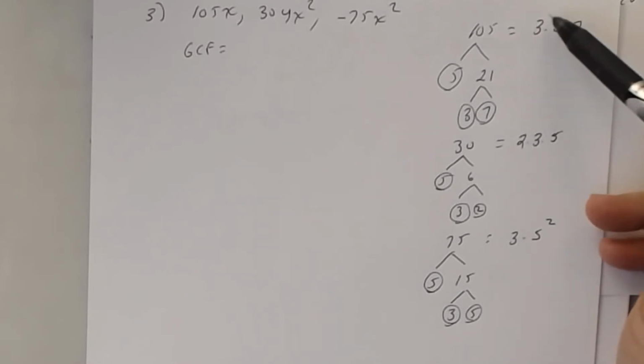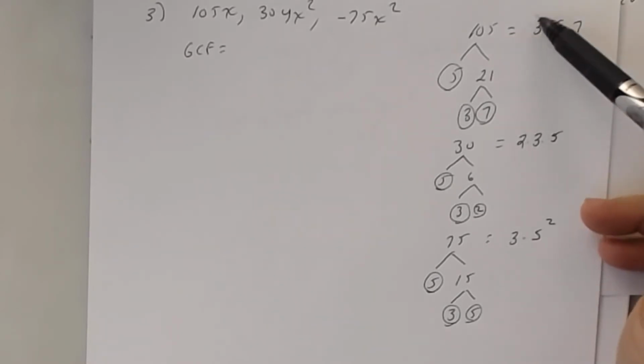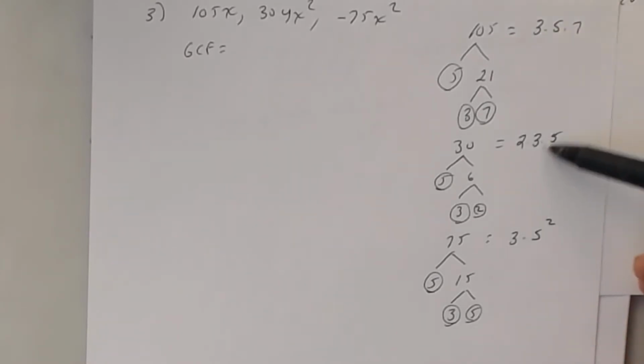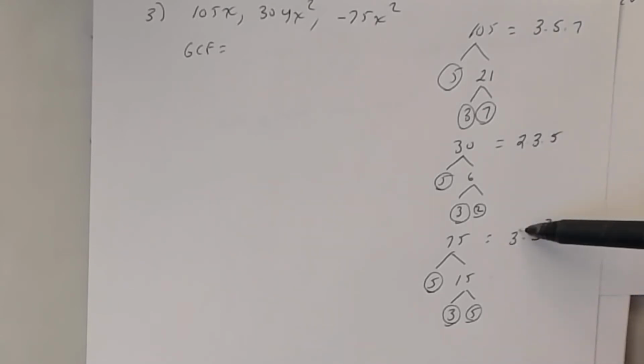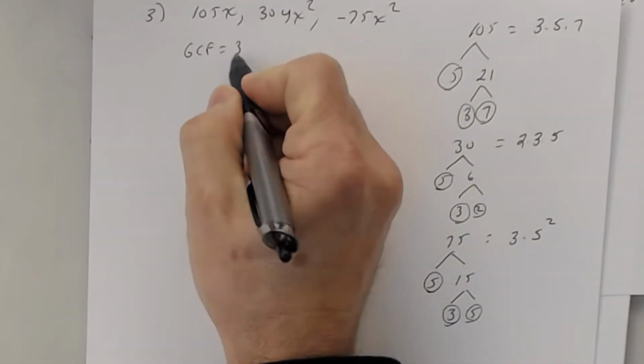Well, how many are in here? The threes. Let's talk about three. How many factors of threes are here? One. How many here? One. How many here? One. How many do you need? One. So I'm going to need one factor of three.